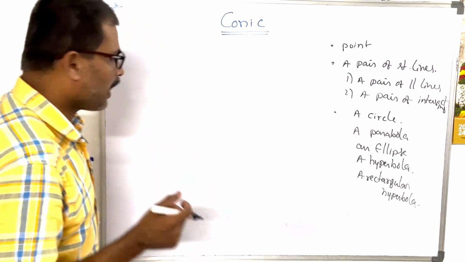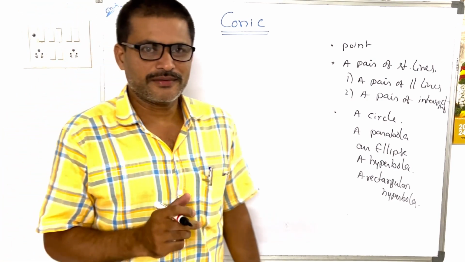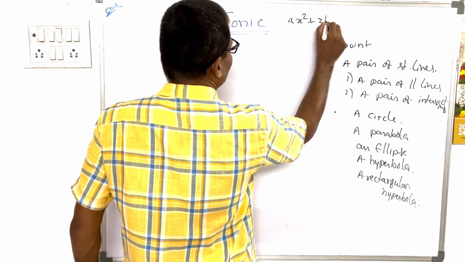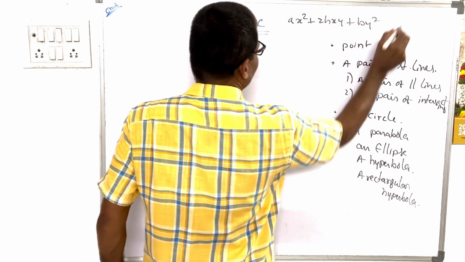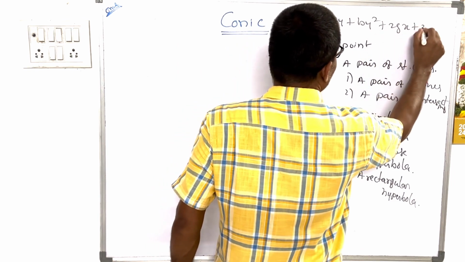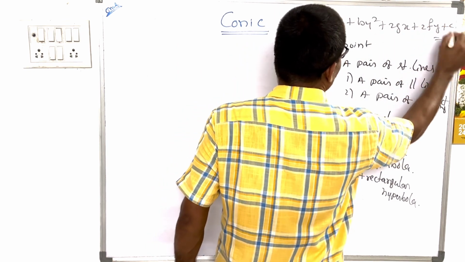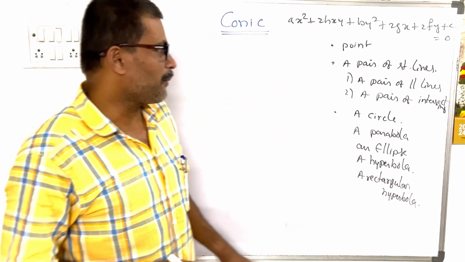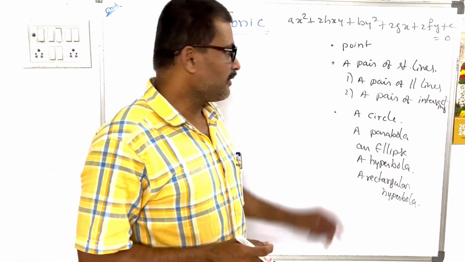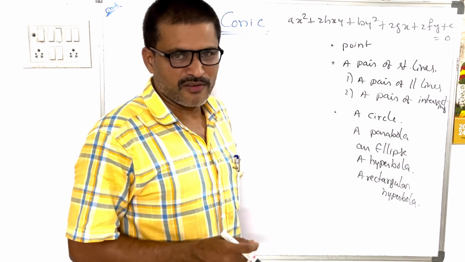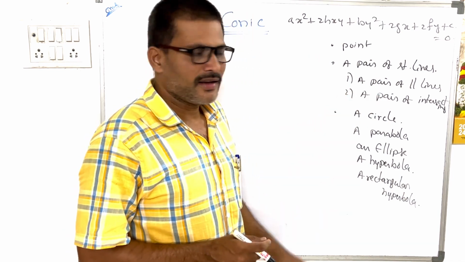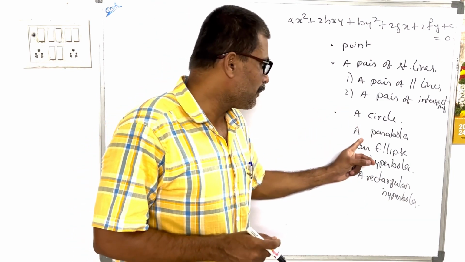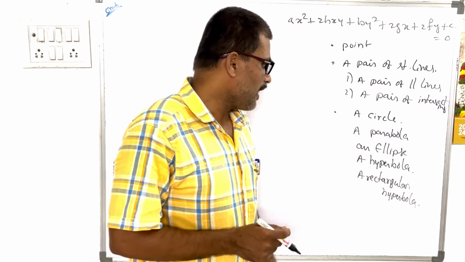Now here we take one second degree equation, that is ax² + 2hxy + by² + 2gx + 2fy + c = 0. This is a second degree non-homogeneous equation which represents a pair of straight lines when some condition is satisfied. Similarly, a pair of parallel lines, a pair of intersecting lines. Also the next conics are circle, parabola, ellipse, hyperbola and a rectangular hyperbola.